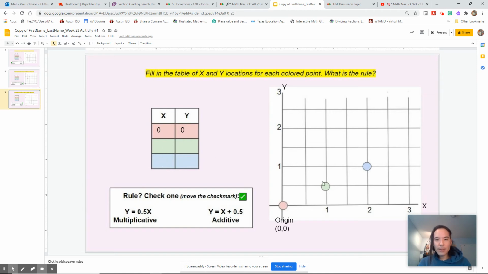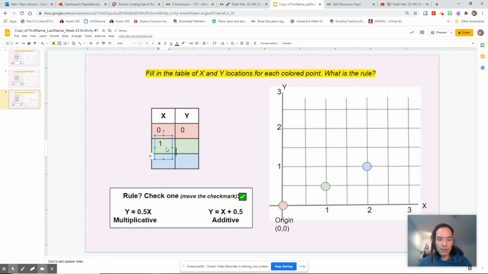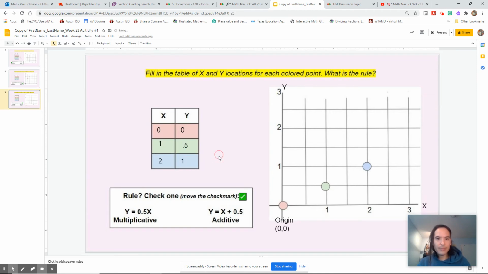We have 1 and half. Okay, so we ran 1 and then we jumped a half. We ran 1 on the x-axis, we jumped a half on the y-axis. We did not jump 1, 1 is here, we're halfway between. So let's take a look at the blue dot. We run on our x-axis 1, 2, and then we jumped to the 1. So we ran 2, we jumped 1.